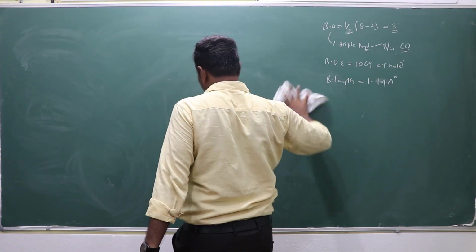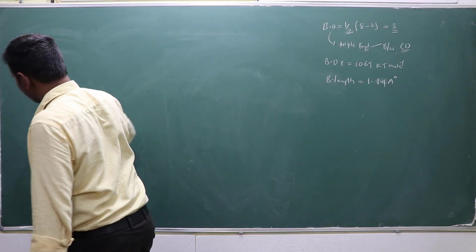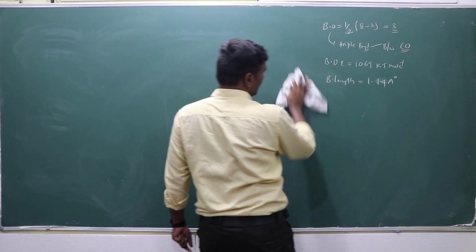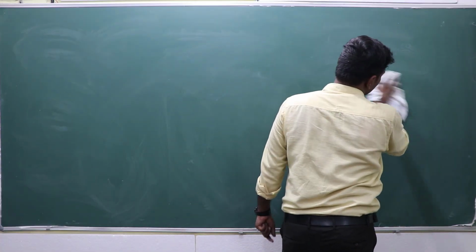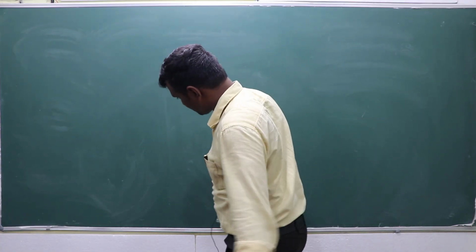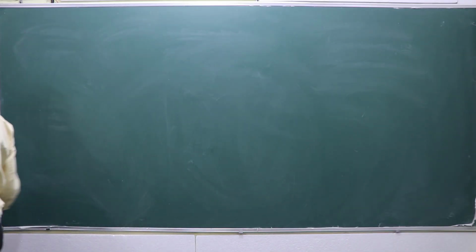And is CO diamagnetic or paramagnetic? Diamagnetic, because there is no unpaired electron. There is no unpaired electron, so that is considered diamagnetic.